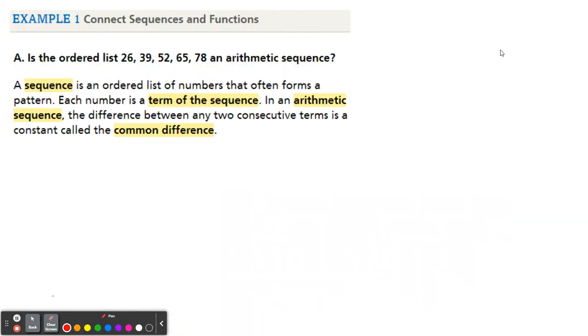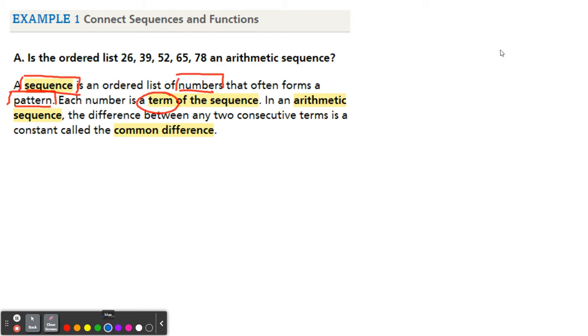Okay, so connect sequences and functions. Is the ordered list 26, 39, 52, 65, 78 an arithmetic sequence? I think you know what a sequence is. A sequence is an ordered list of numbers, and often it forms a pattern. So a sequence is numbers that form a pattern. Each number is a term of the sequence: first term, second term, third term.